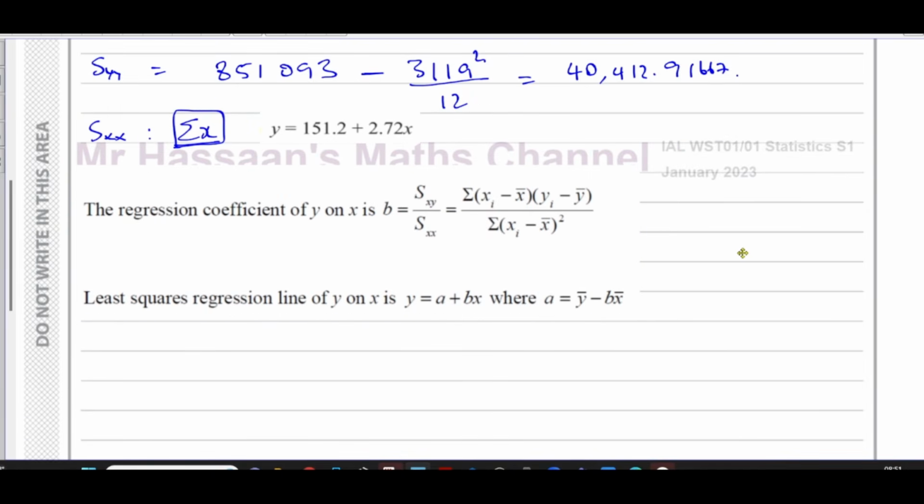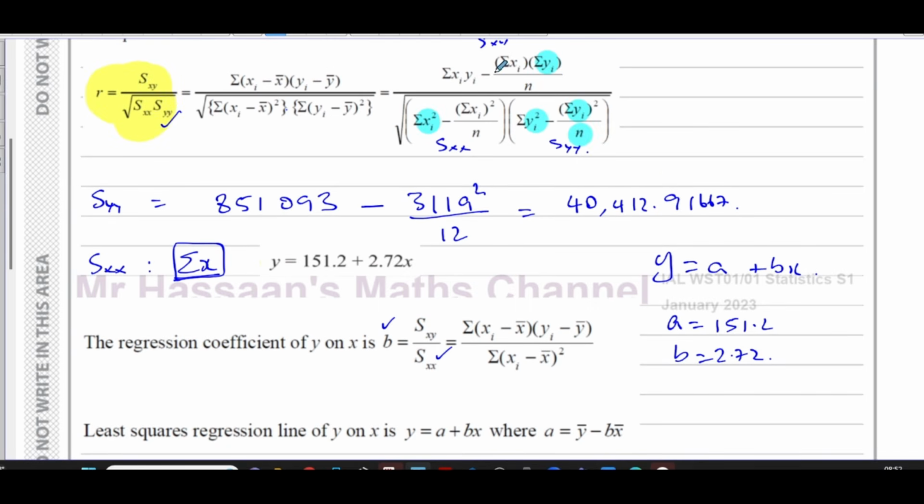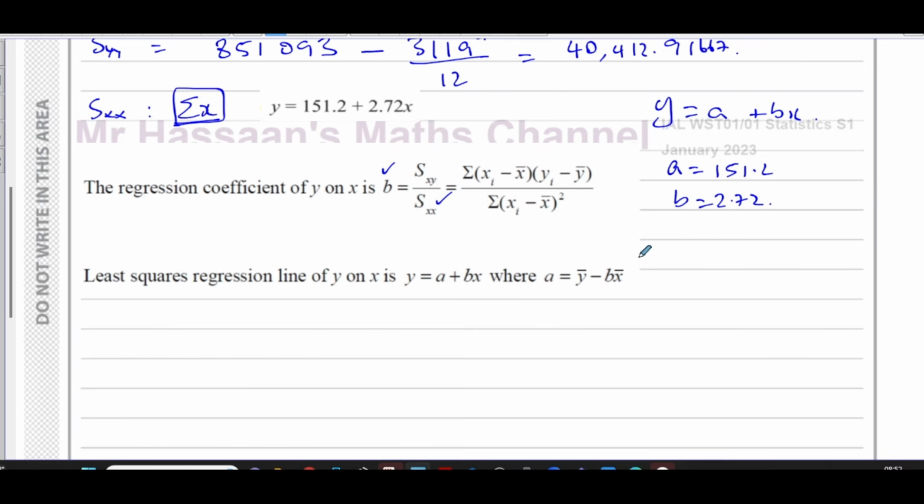Okay, now, it says the regression line coefficient of y on x is b equals Sxy over Sxx. The least squares regression line of y and x is y equals a plus bx. So we can say from here, as we deduced before, a is 151.2 and b is 2.72, right? Now, I can see that I can use this to find Sxy, because I know what Sxx is, I know what b is, so I can find the thing that I was looking for, Sxy, using the fact I have those two. So I can do that straight away.